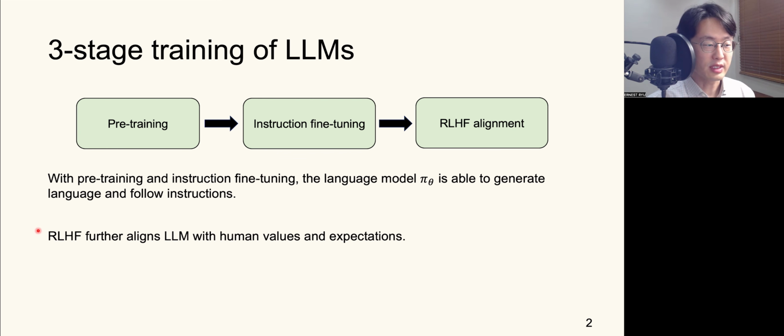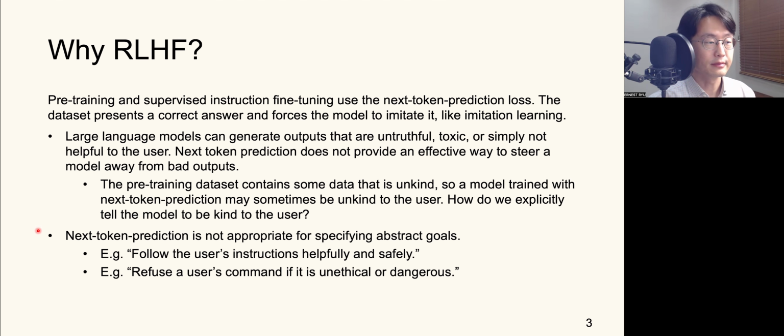And then, in stage number 3, RLHF, reinforcement learning with human feedback, is performed, and this further aligns the large language model with human values and expectations. We've already talked about the pre-training and instruction fine-tuning stages in chapter 2, so let's talk about this third stage, RLHF. So first of all, let's talk about why RLHF is needed.